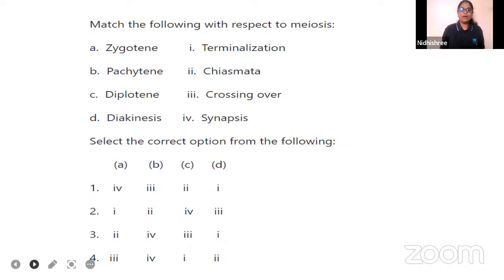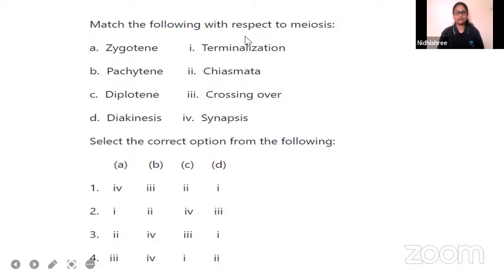Okay, the next question, match the following: A zygotin, B pachitin, C diplotin, D diakinesis. Column B: terminalization, chiasmata, crossing over, synapses. Select the correct option from the following. So you have to match and select the correct option. Yes guys, who is going to answer this first? Yes, YouTube students, be fast. Kumar, option D. Virat, option A.